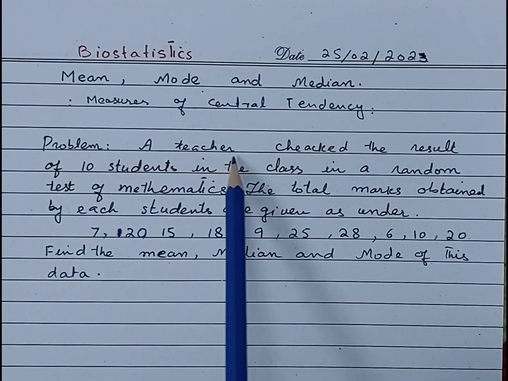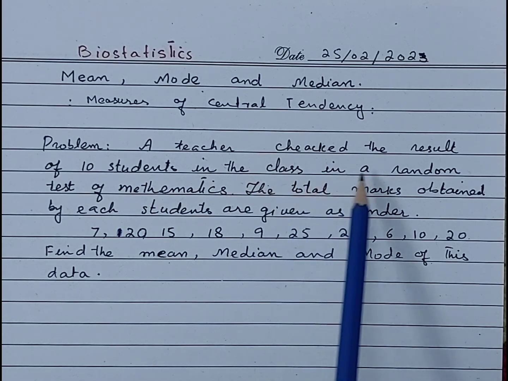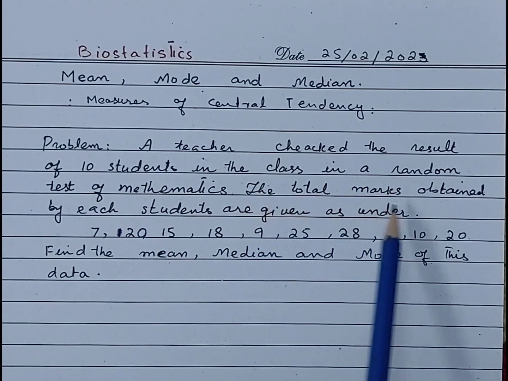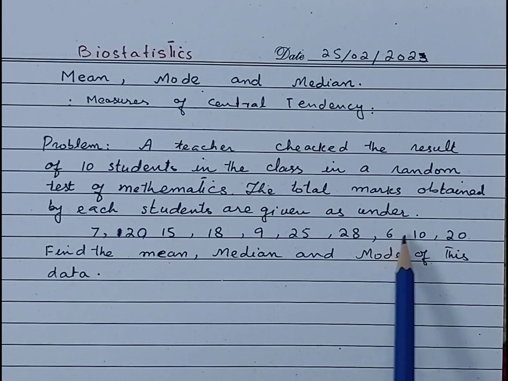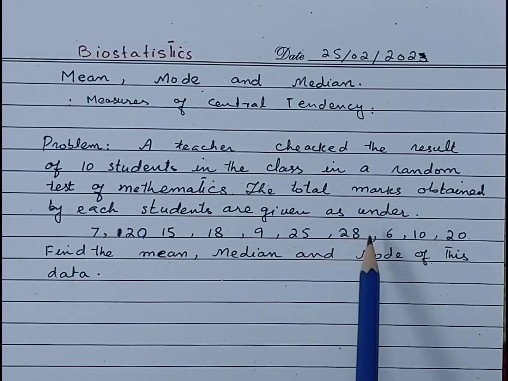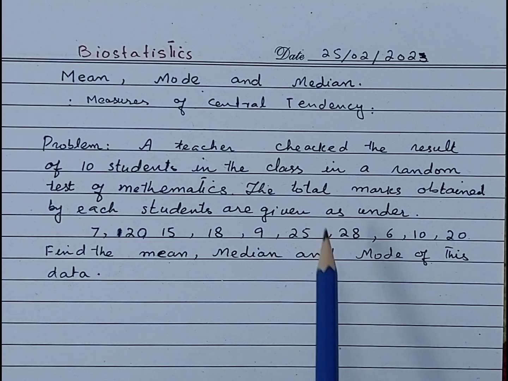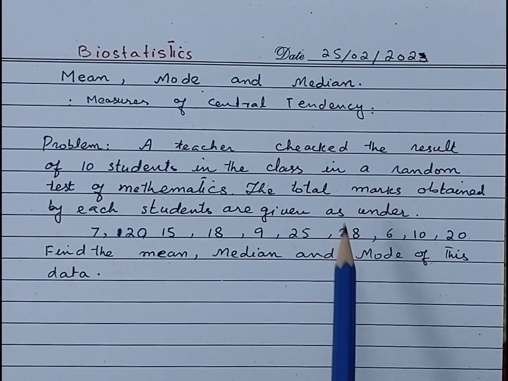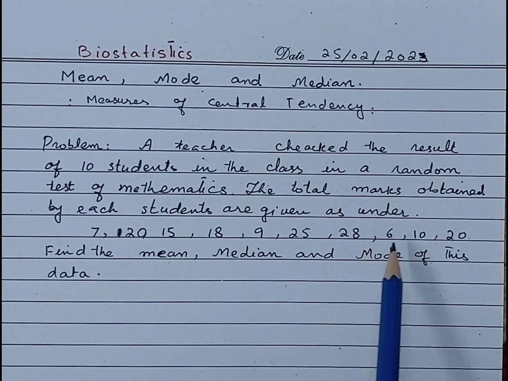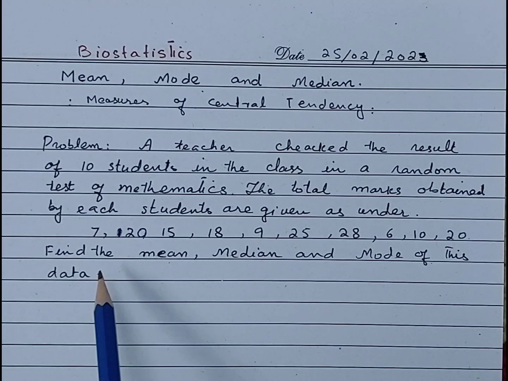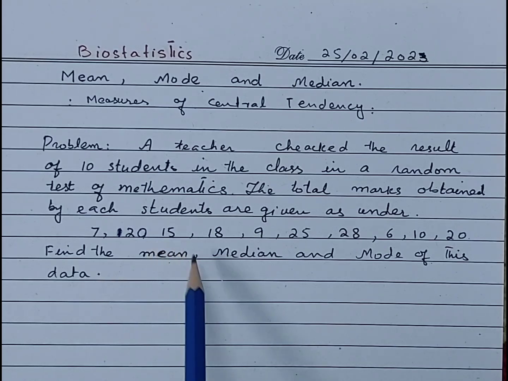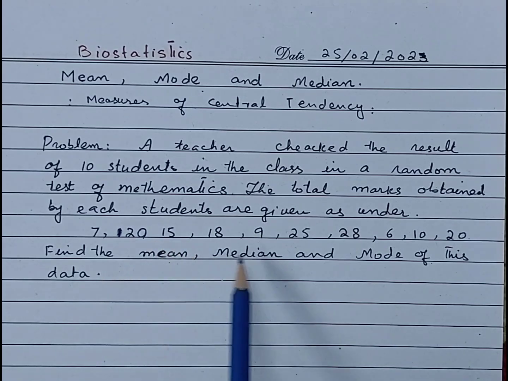There is a problem that a teacher checked the result of 10 students in the class in a random test of mathematics. The total marks obtained by each student are given as under: 7, 20, 15, 18, 9, 25, 28, 6, 10, and 20. The test was conducted by a teacher for 10 students. The total marks in the test were 30, and the students obtained these marks in this manner. This is our data, and we now go to find the mean, median, and mode for this data.